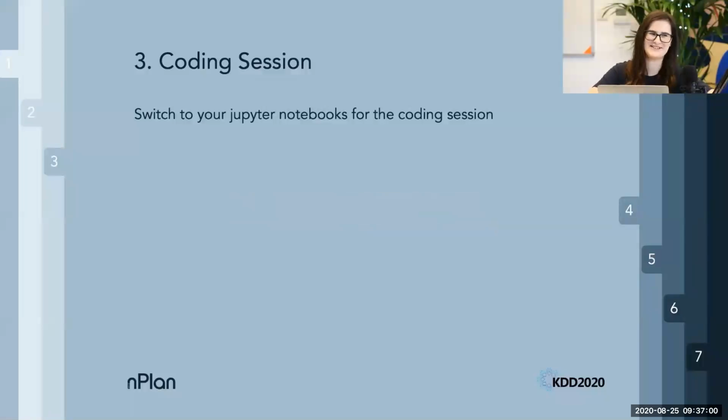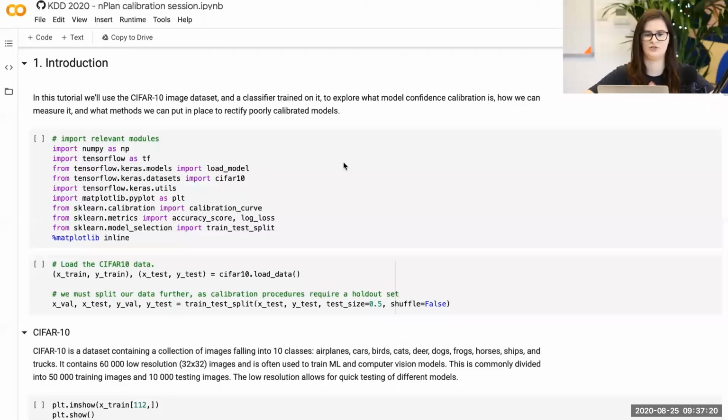So in this coding session, we will focus on some of the ways you can measure calibration of your model. We will be working with a test model from Keras. So we will not be training our own model just because of the time constraints. So we are using the CIFAR-10 image dataset, which is a dataset of very low resolution images that is often used for testing different models, as they can work faster with this.